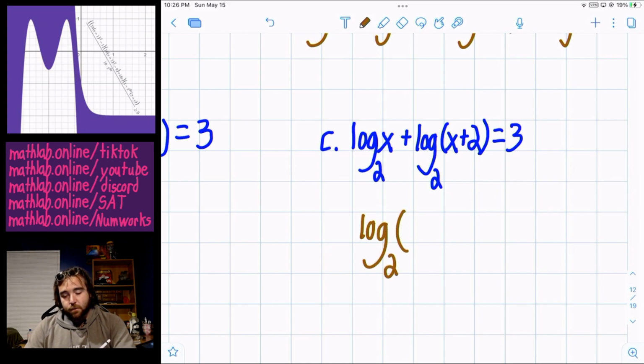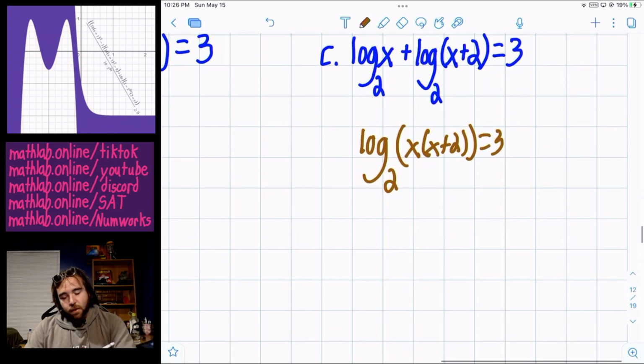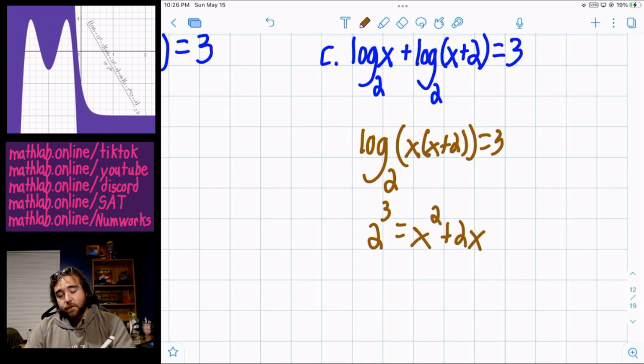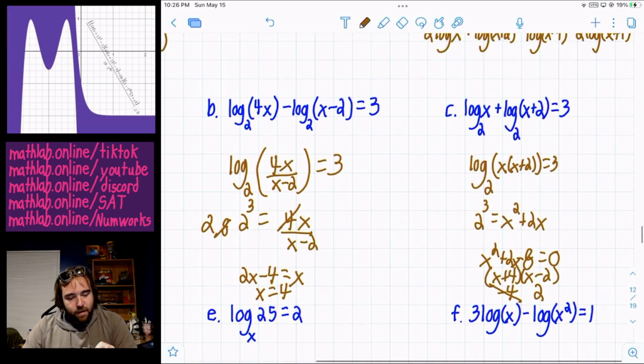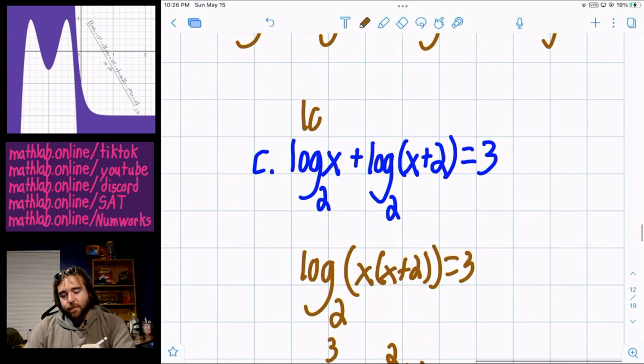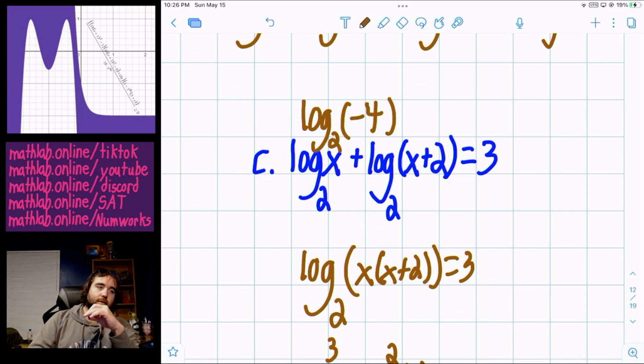And then, yeah, we're going to do the same thing here. So log base 2 of x times x plus 2 equals 3. I've done this before. So that's 2 cubed equals x squared plus 2x. So x squared plus 2x minus 8 equals 0. And then you can factor. So that's x plus 4, x minus 2. So that's negative 4 and 2. But you have to reject that negative actually, because you see how when you plug it back in, that gets that. And that's definitely no good. No, this is Algebra 2.